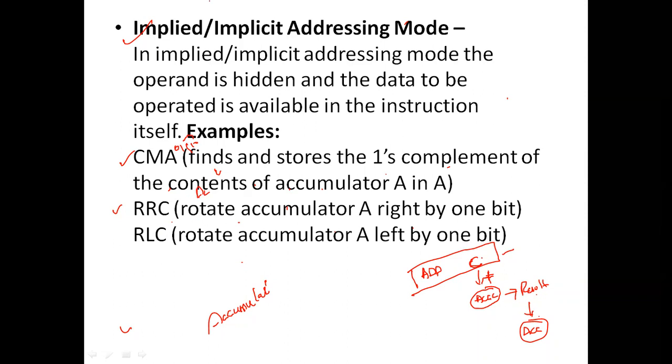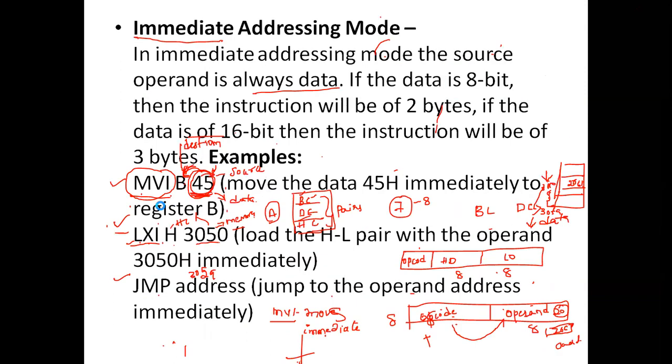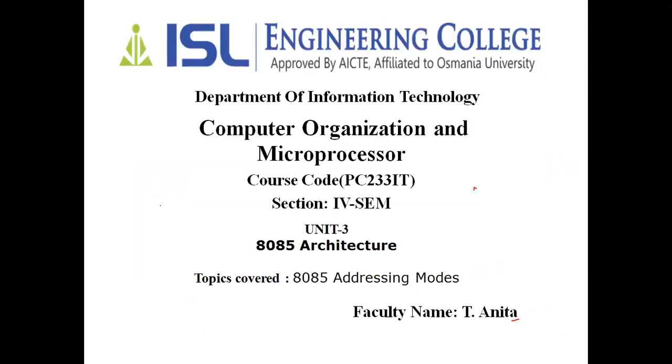RLC means rotate accumulator left. RRC means rotate accumulator right. What I mean to say is that we are not specifying anything. We are not saying rotate accumulator or complement accumulator, we are just telling complement. CMA means complement accumulator. RRC means rotate accumulator right by 1, we are not specifying, but implicitly it is going to work on the accumulator. So these are the 5 different addressing modes available in the 8085 microprocessor. So this is the video regarding the addressing modes.